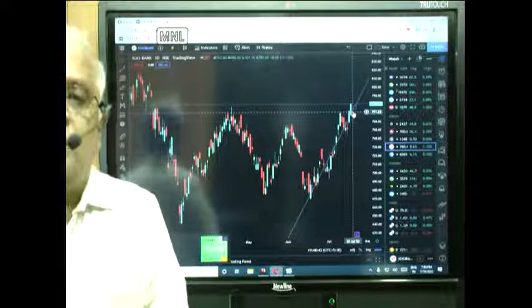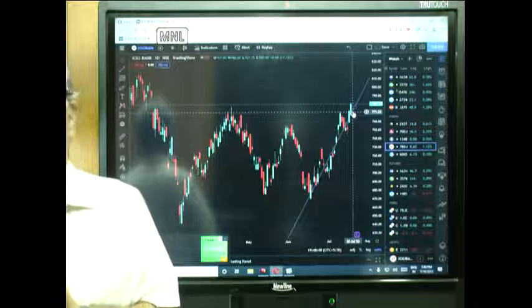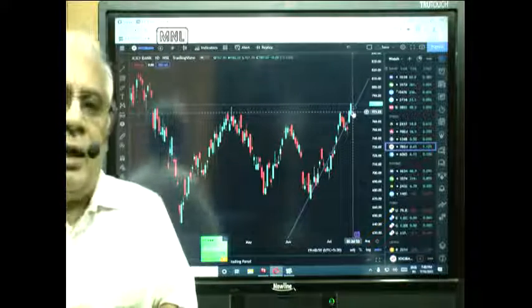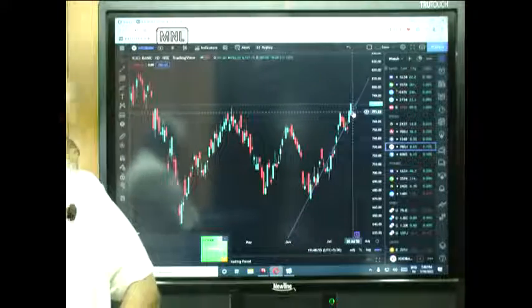So this is how you use the trend line also to make an analysis of the expected range for the next day, along with the ATRs. ATRs can also be used to estimate the likely range, and the trend line also can be used. So thank you very much, and now I look forward to your questions.